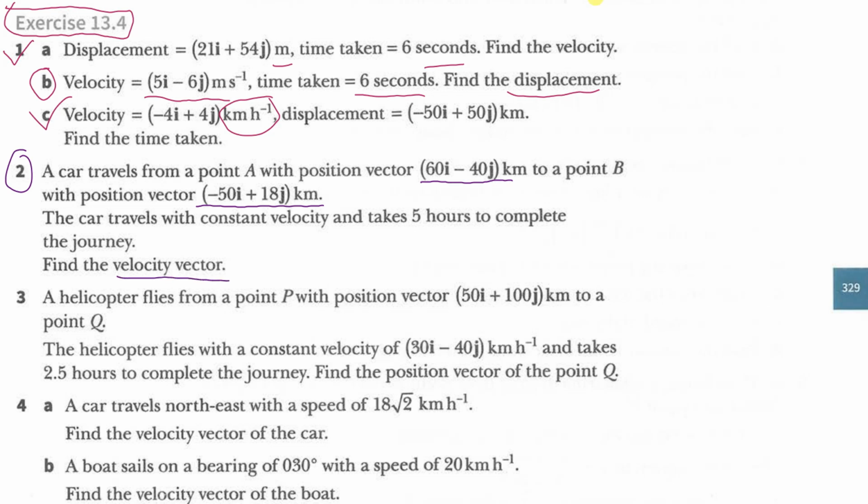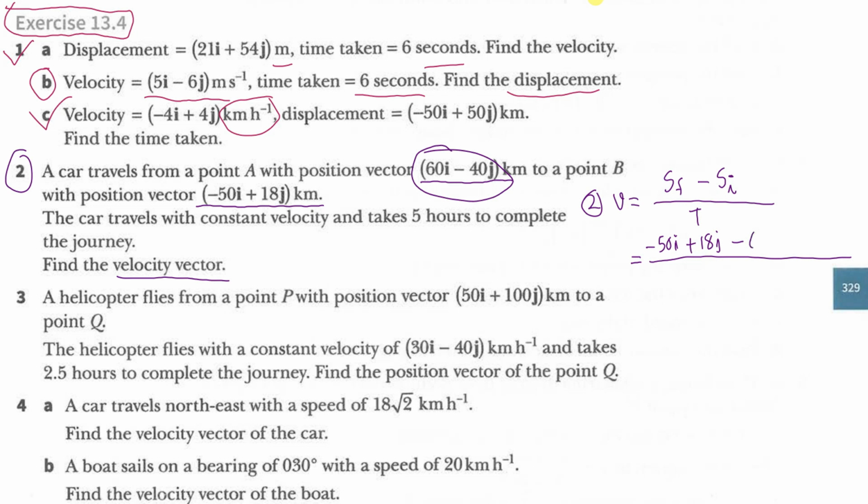It is very easy. We can write the velocity vector as the final position vector, S final, minus the initial position vector, S initial, divided by the time. From A it moves to position vector B, so the final vector we write is minus 50i plus 18j, minus the initial position, which is 60i minus 40j.